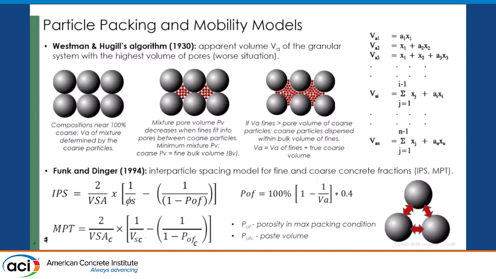Okay, so the IPS formula is here. IPS is the interparticle separation, the distance between the fines, and the MPT is the maximum paste thickness, the distance between the coarse, which is the aggregates, sand and coarse aggregate. You see the equation is the same. It depends on the volumetric surface area of the materials, the concentration of solids in the mixture, and the porosity, or in the case of the fines, the porosity between the cement and the fine grains.